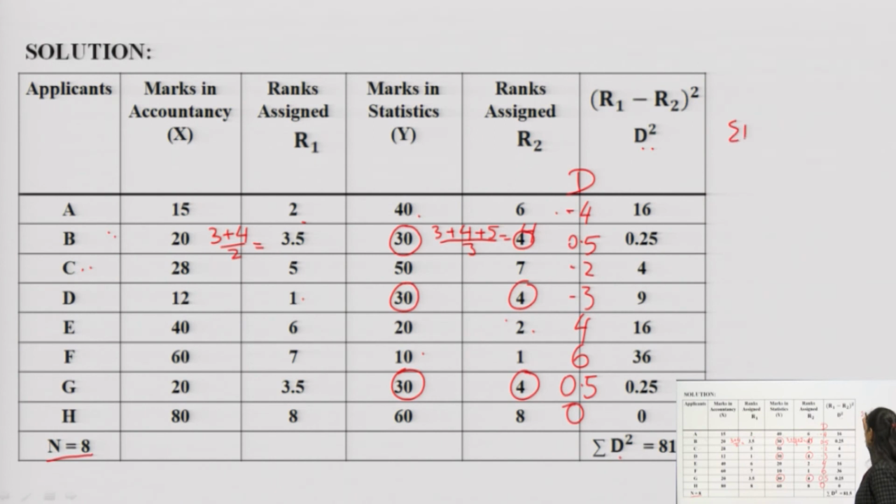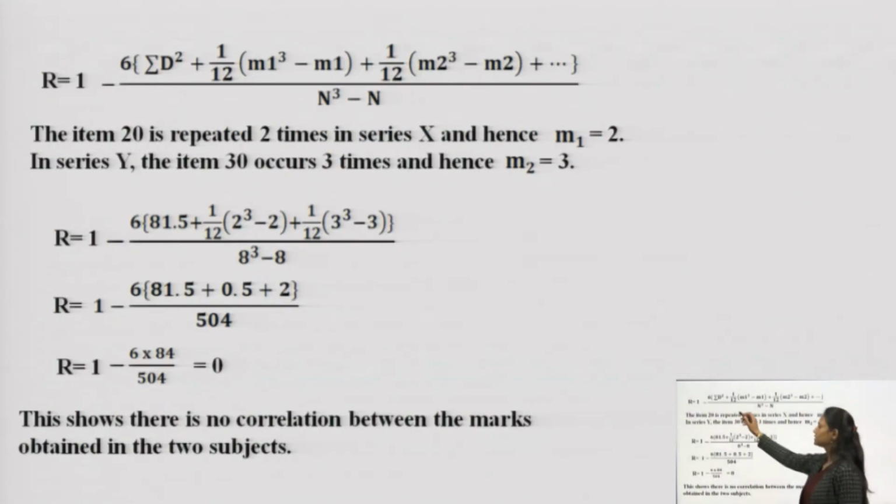My formula demands summation D square. So, I am supposed to add all these values of D square and I will obtain here 81.5. How to put this in the formula and how to use this? Now, the formula is this, a big formula here, 1 minus 6 we have already obtained, this is okay. What is M1, what is M2? This is the thing which we are supposed to find out.